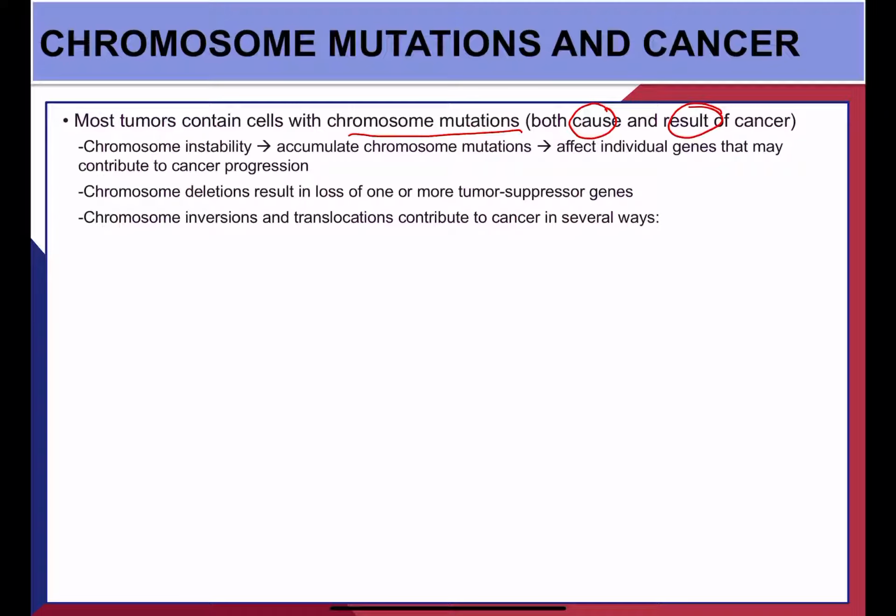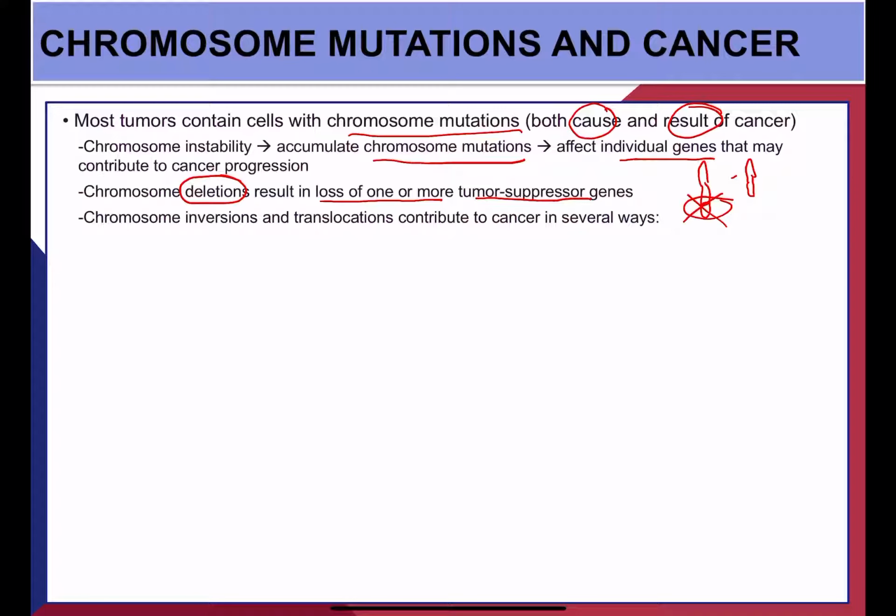Now, once we start with some sort of chromosome instability, that can actually accumulate chromosome mutation, which then can affect individual genes located within that particular chromosome, and it may contribute to cancer progression, okay? For example, chromosome deletion can result in a loss of one or more tumor suppressor genes, okay? Let's say you have this normal chromosome and it has this one gene that's important to serve as a tumor suppressor gene, okay? Well, if that portion was deleted out of the chromosome, now you have a truncated chromosome. Well, there goes that tumor suppressor gene, no longer there, not active, okay?